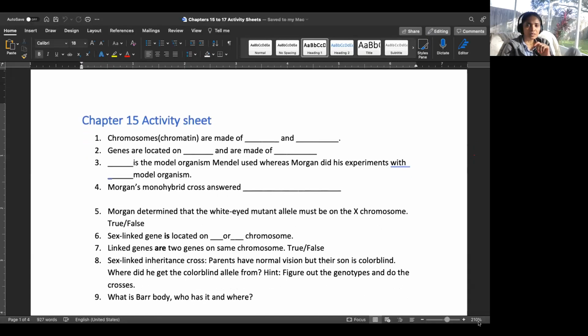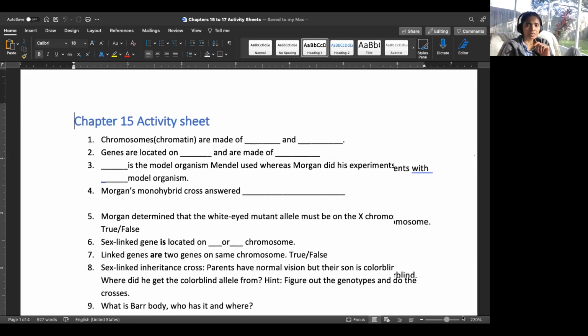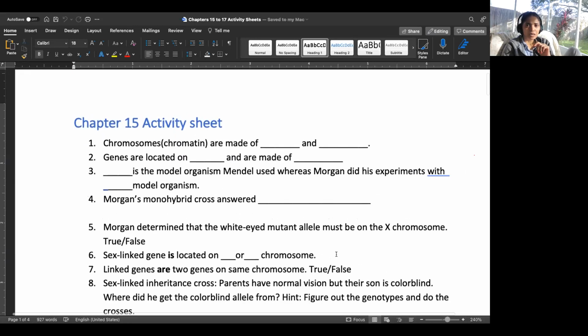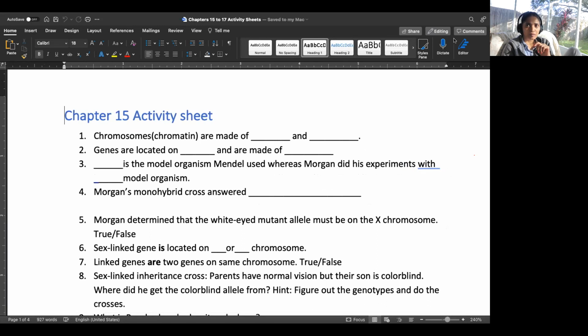So, chapter 15, 16, 17 activity sheet. We are trying to put together some correct answers. Most of the time, they will be giving the answers, and if needed, I will explain. And that is how the activity sheet filling goes.